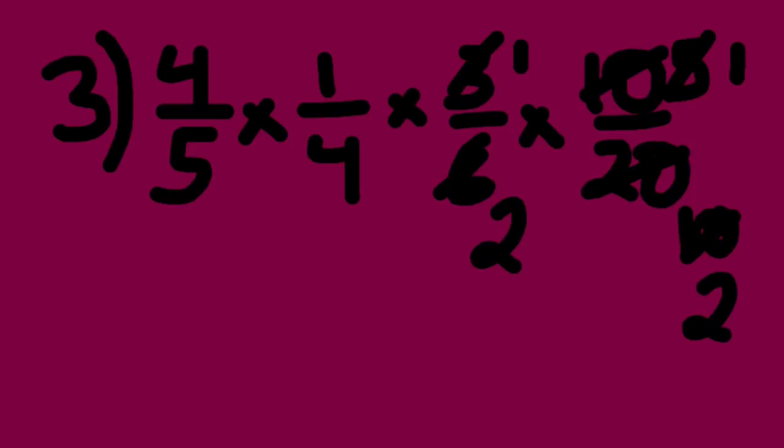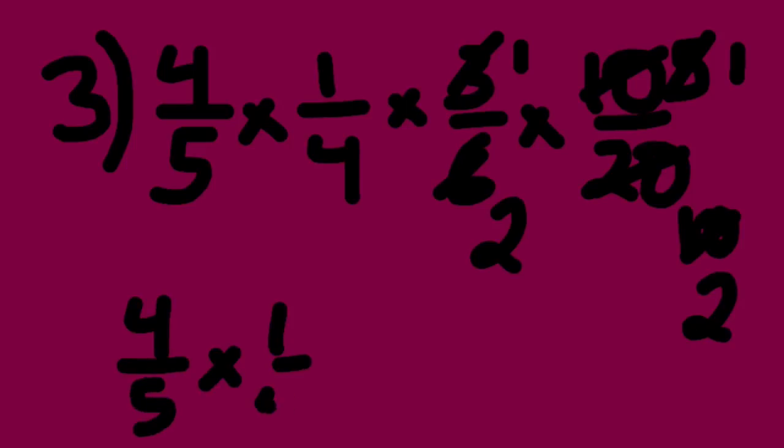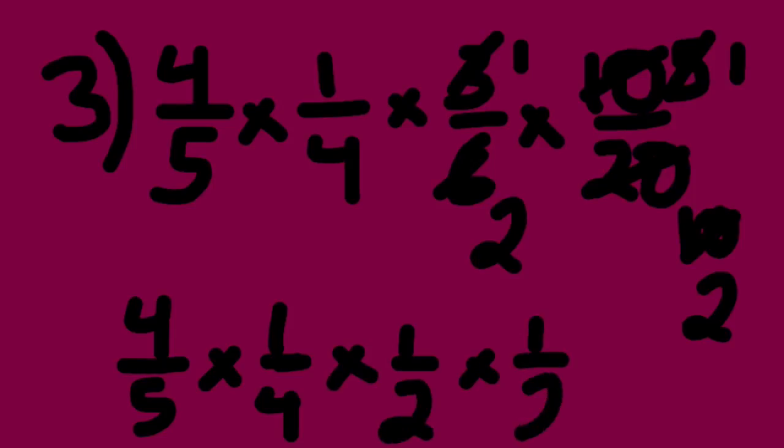Notice that if you realize 10 and 20 are multiples of 10, and you cancel with 10, so 10 divided by 10 is 1, and 20 divided by 10 is 2, you get the same answer, which is 1 over 2. But we're still not done yet. So we have 4 over 5 times 1 over 4 times 1 over 2 times 1 over 2.